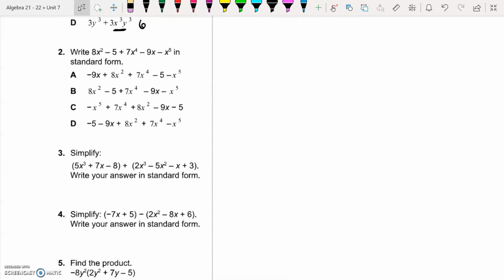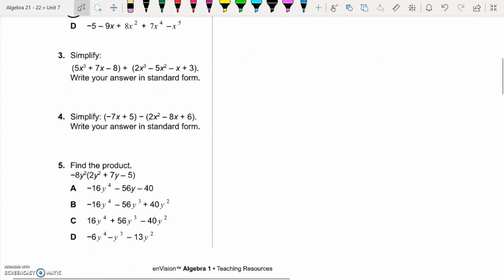Number 2, it says write it in standard form. Standard form means you start with the highest exponent and you work your way down in descending order. So the highest exponent is negative x to the 5th. If you look at it, there's only one answer that has negative x to the 5th, but just to continue the problem, I would use 7x to the 4th plus 8x squared minus 9x minus 5. And again, there's only one that starts with negative x to the 5th, aka your standard form, highest exponent to lowest exponent, so that would be C.